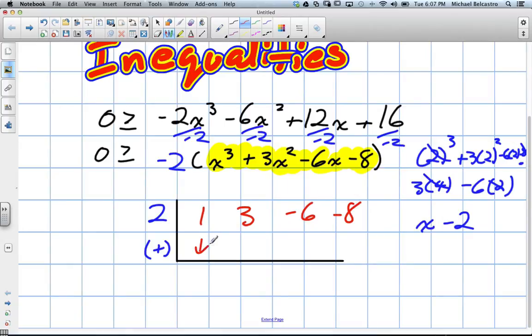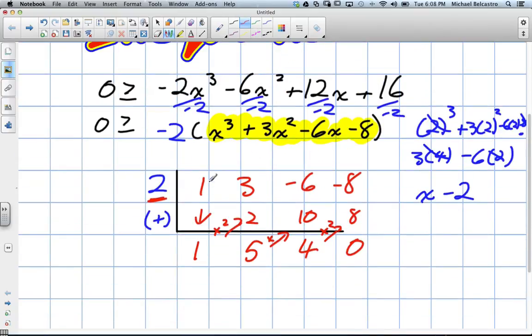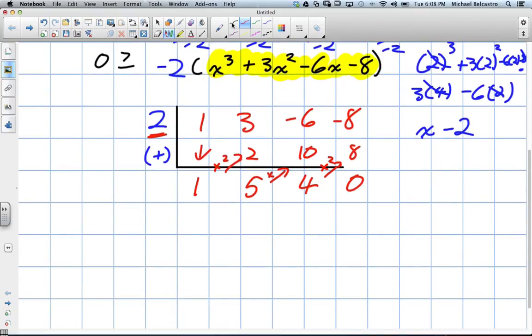So we bring down our first term, which is 1, and then we need to multiply it by our value here. So we multiply by 2, and we end up with 2. So we're going to add these now. So 3 plus 2 gives us 5. Multiply by 2 again, we end up with 10. -6 plus 10 will give us our 4, and 4 times 2 gives us 8, which gives our remainder of 0. Okay, so when we factor this all out, is that okay, the addition? That makes sense? Okay.